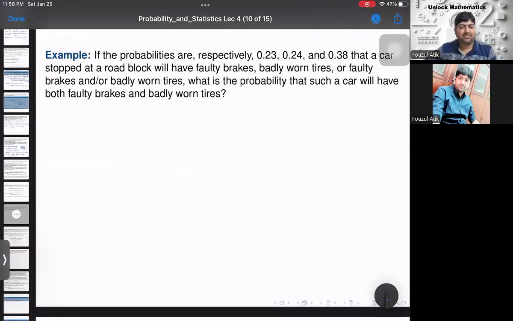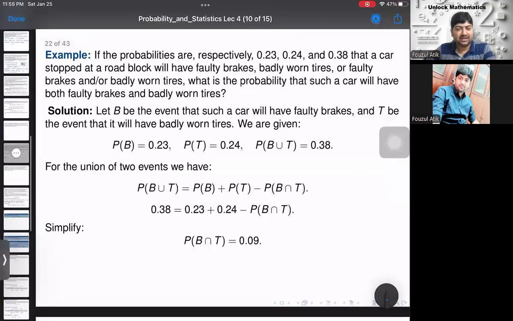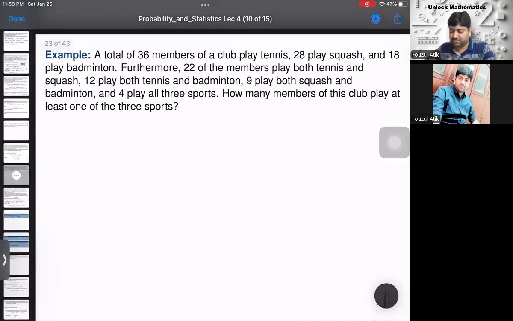Read the question carefully. If the probabilities are respectively this and this, that a car stopped at a roadblock will have faulty brakes, badly worn tires, or faulty brakes and badly worn tires, what is the probability that such a car will have both faulty brakes and badly worn tires? So you just read the question. I hope you are able to do this. I'm not discussing this one, I'm just quickly showing you the answer. First you try, and if you don't get it, then you can see this answer. Definitely you have to find the intersection of these two events. So therefore I will get this answer. Now you do this problem.